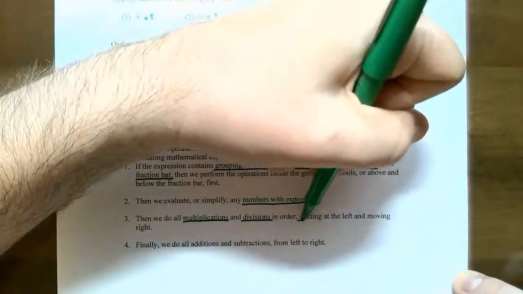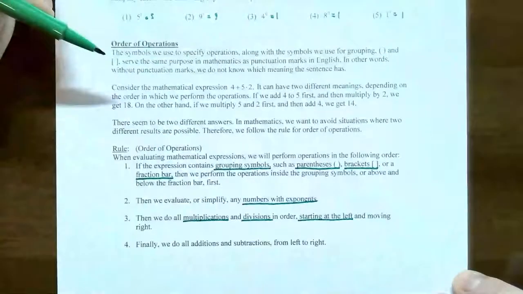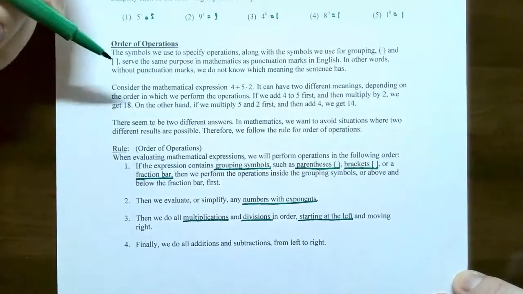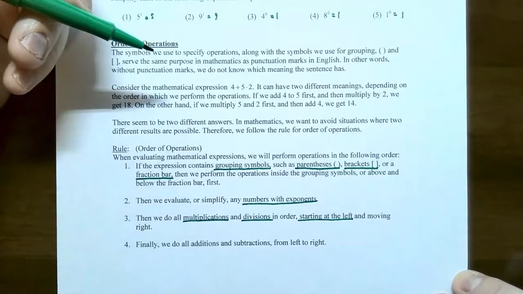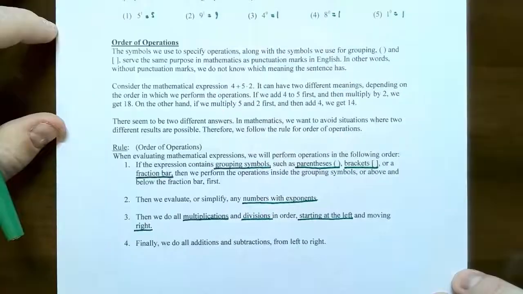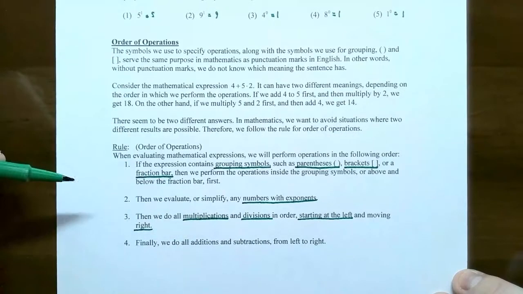So you start from the left of the expression. If you see multiplication first, you do multiplication first. If you see division first, you do division first. But you go from left to right. So you could do division before multiplication. It depends on which one you see first going from left to right.